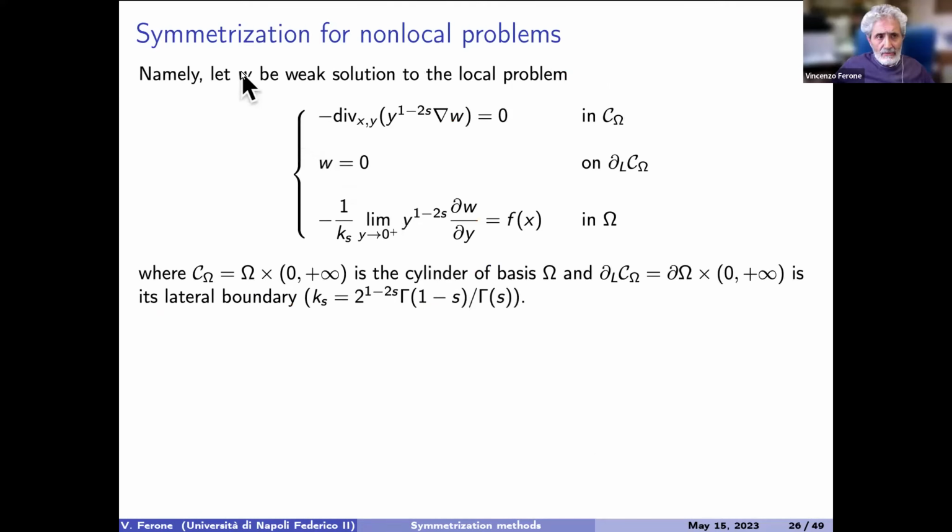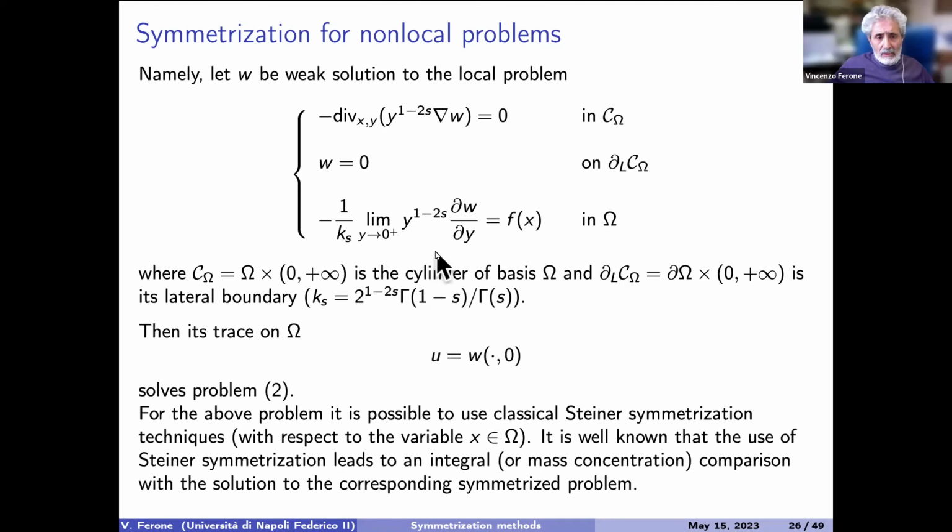Essentially, if w is a weak solution to this local problem, where here there is this divergence with respect to the variables x and y of this quantity equal to 0 in the cylinder C_Omega, where C_Omega is Omega times (0, plus infinity), w is 0 on the boundary of Omega times (0, plus infinity), and this limit is equal to f, where K_s is the constant written here, then the trace of w on Omega coincides with the solution u of the problem with the s-Laplacian.